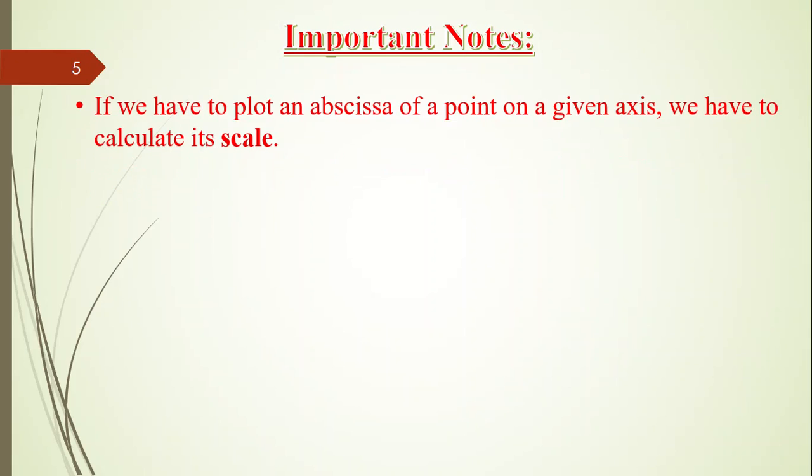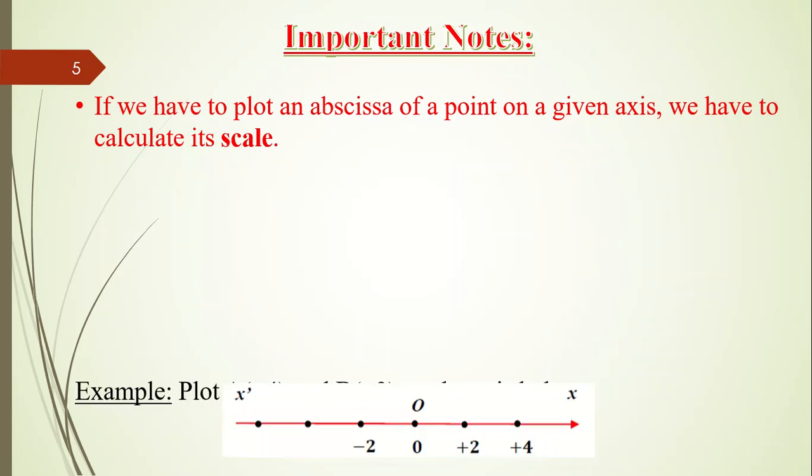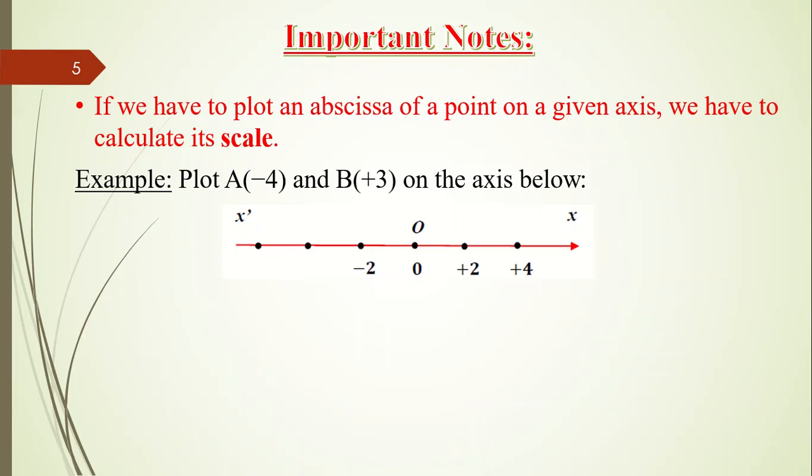Important notes: if we have to plot an abscissa of a point on a given axis, we have to calculate its scale. For example, here, as we can see, between two consecutive points, there is plus 2. So, for the third point, I should add plus 2 to have its abscissa. So, if we have to plot A minus 4, here we have minus 2, here we have minus 4. To plot B plus 3, plus 3 is between plus 2 and plus 4.